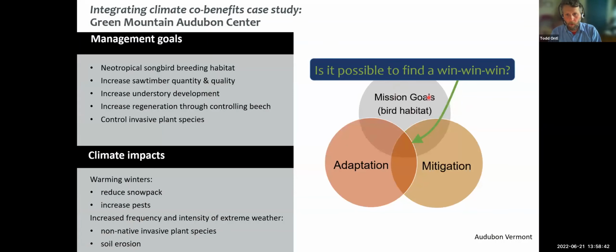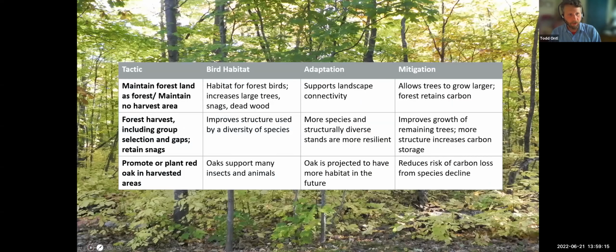And really they wanted to find out, can they get this triple win of both adaptation and mitigation while meeting their mission goals of forest songbird habitat for their property, recognizing there are a number of climate change impacts they were working against, including snowpack reductions, increased pests, invasive species, those sorts of things. And this table shows a number of actions that they identified and how they can contribute both to bird habitat, adaptation, and mitigation.